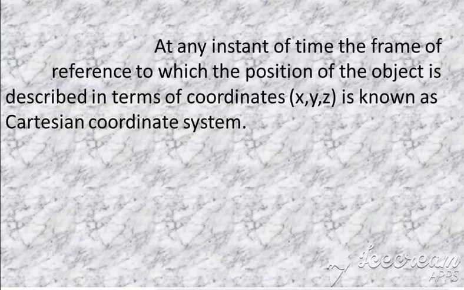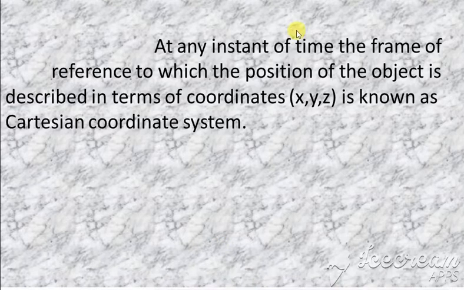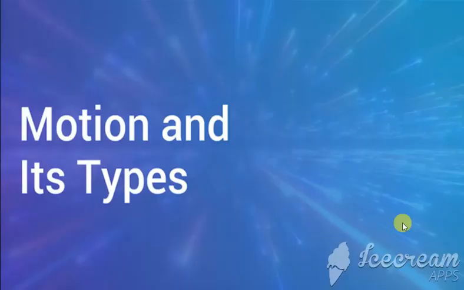Okay. So the definition is: at any instant of time, the frame of reference to which the position of the coordinates is expressed in terms of x, y, z. Okay, so if you are going to express position in terms of x, y and z, that is said to be Cartesian system or Cartesian coordinates. Yes, clear? Then next is motion and its types.